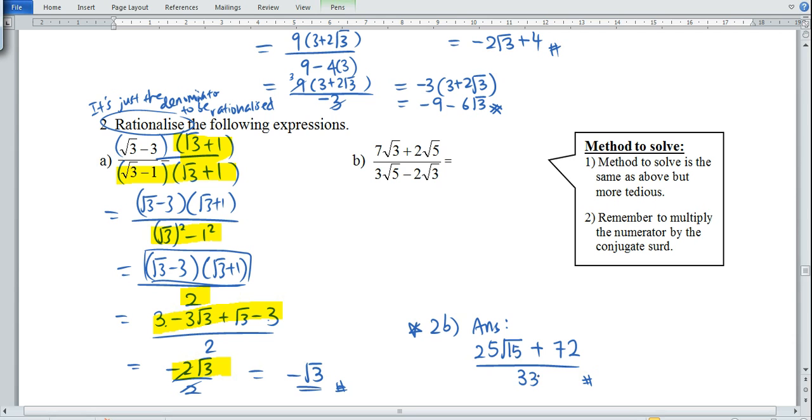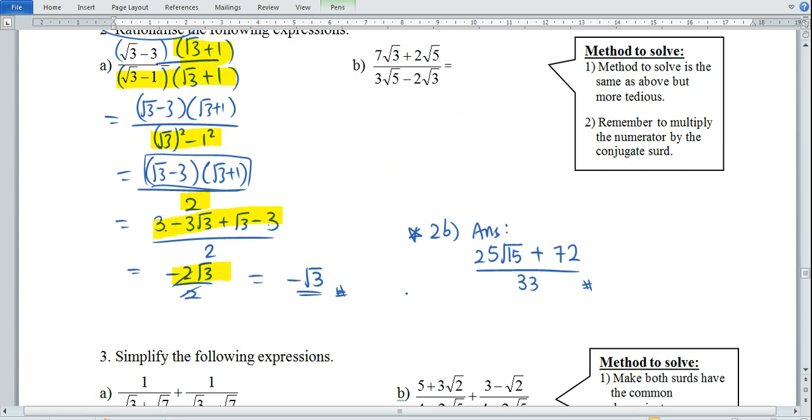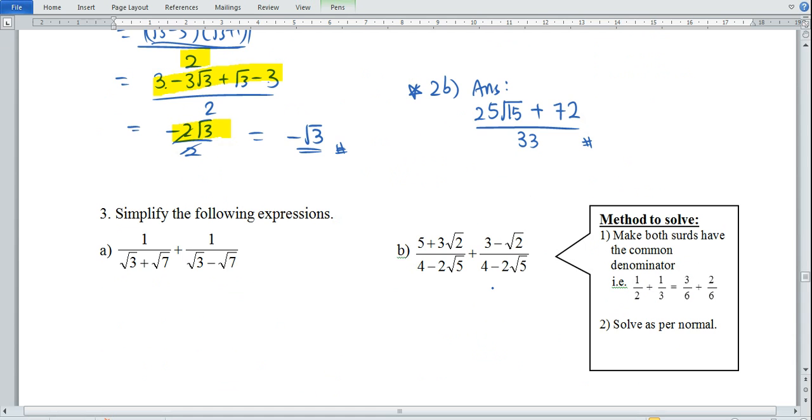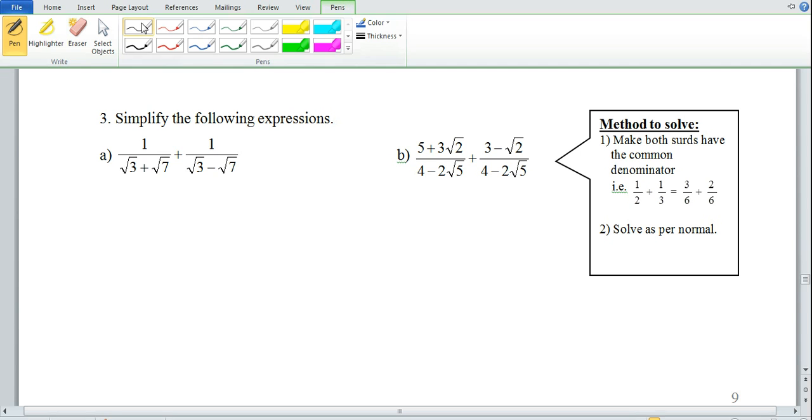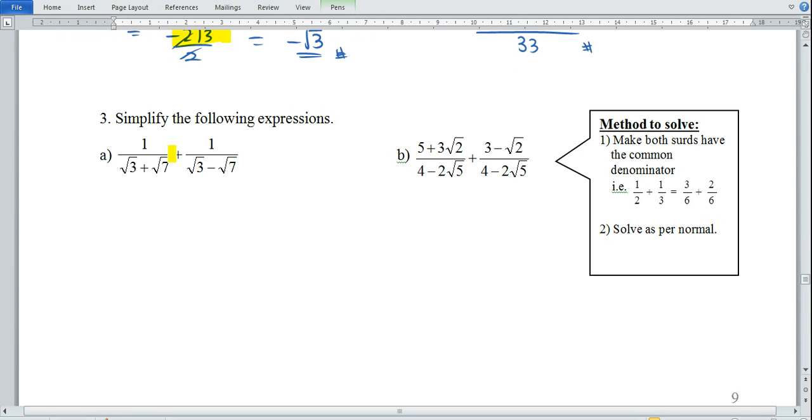Okay, so know that a rationalized fraction will never have a surd at the denominator. It will just be an integer at the denominator. Okay, let's look at further questions on rationalizing.